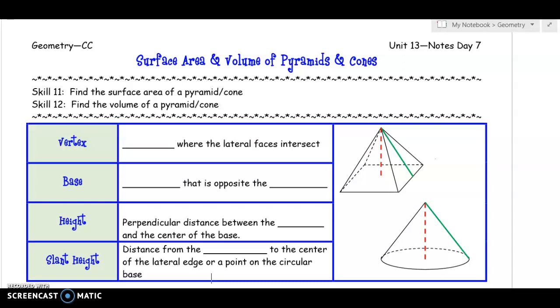Welcome back to Geometry. We are moving on to the Day 7 notes from Unit 13. They are on Canvas. You can print them or write them on your own paper. We are moving on to surface area and volume of pyramids and cones.